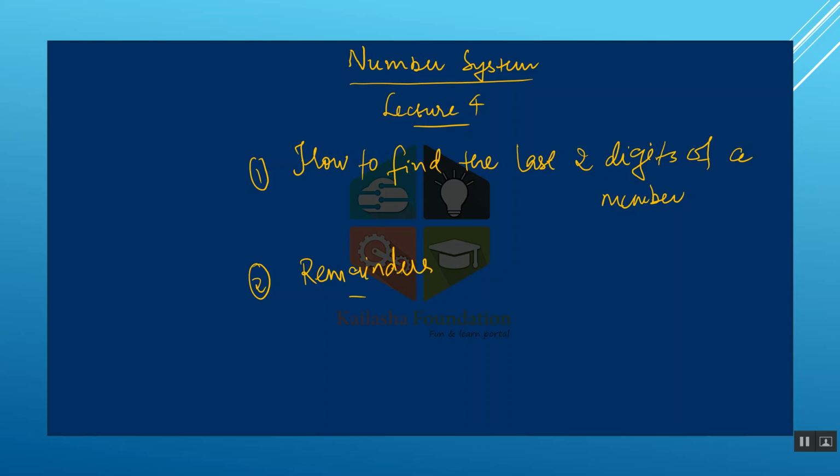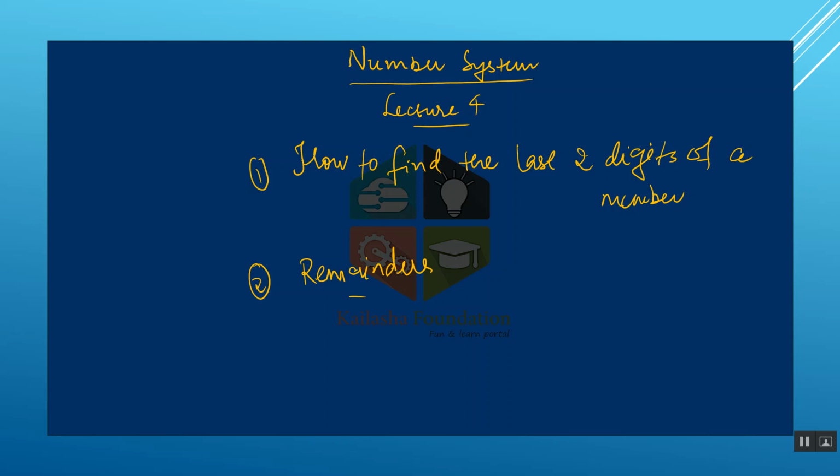I hope you all are doing well, and this is your fourth lecture of number system. In this lecture, we are going to discuss how to find the last two digits of a number and remainders. This lecture is intended for CAT students and SSC CGL students as well, but mainly for CAT students.